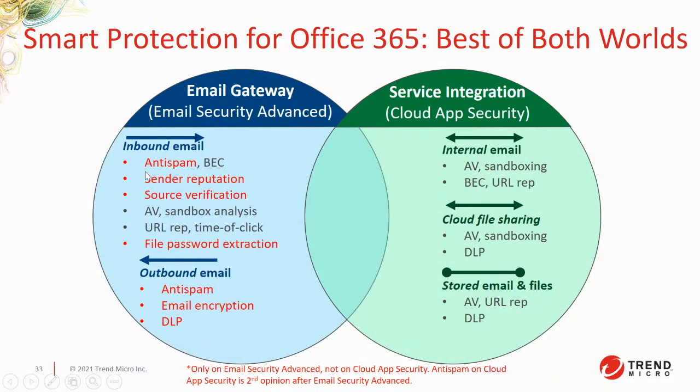The things in red are provided by the Email Security Advanced, and they are not available in the CAS, which is the anti-spam, DMARC, DKIM, and SPF, sender policy framework as well, which is considered as the sender reputation and sender verification. File password extraction for the incoming email is something available in our Email Security Advanced. For the outbound emails, we have the anti-spam, email encryption, and DLP with action. We can have action for the outbound emails where we can stop any exfiltrated data that goes against the DLP template that we customized or used.